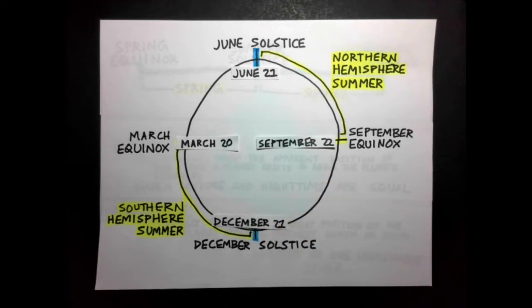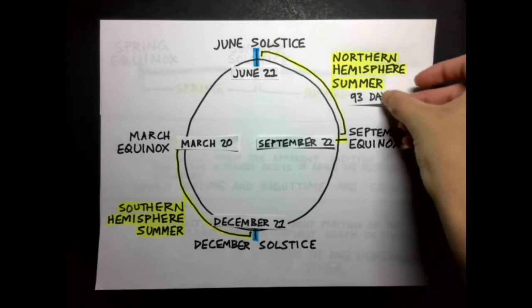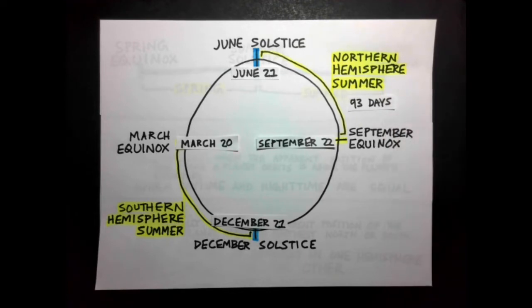So summer in the northern hemisphere lasts for June 21st to September 22nd, which is 93 days, and summer in the southern hemisphere lasts from December 21st to March 20th, which is 89 days. That's a difference of 4 days. That can't just be a rounding error.